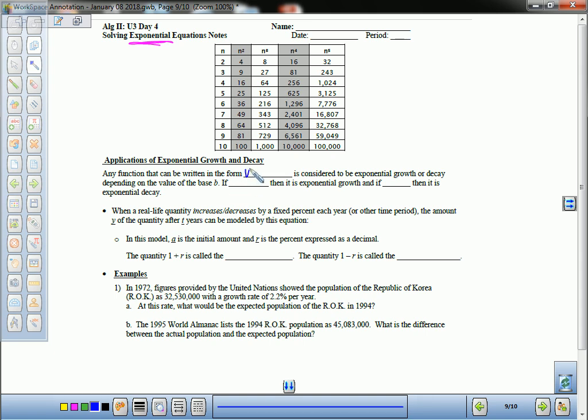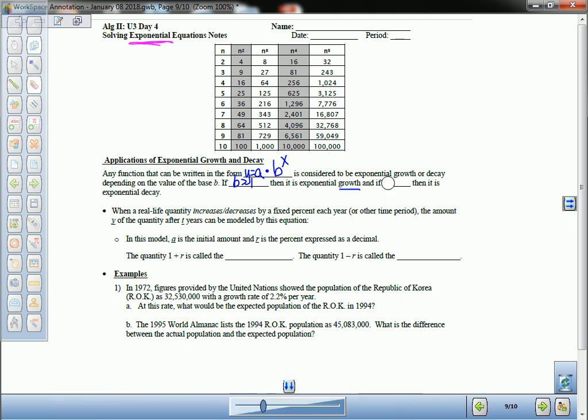So any function that can be written in this form, where we have a constant times a base raised to an exponent, that's considered to be the form where we can model exponential growth or decay, depending on the value of the base. So if our base is greater than 1, we consider that growth. And if our base is less than 1, but it has to be greater than 0, so between 0 and 1, it is considered exponential decay.